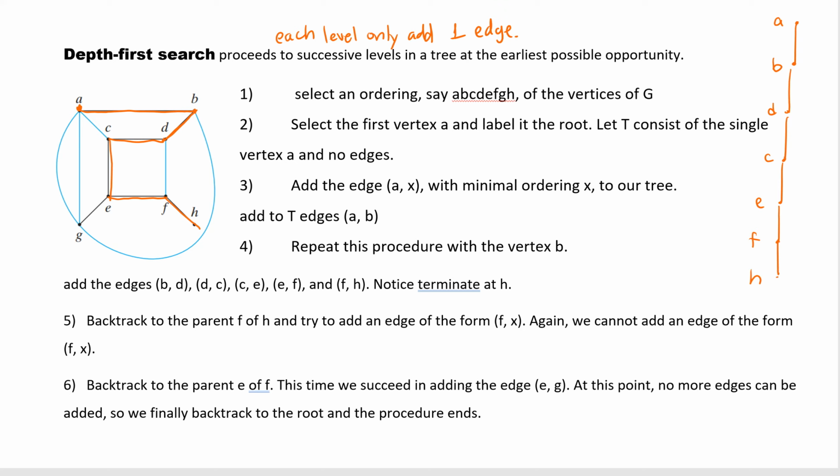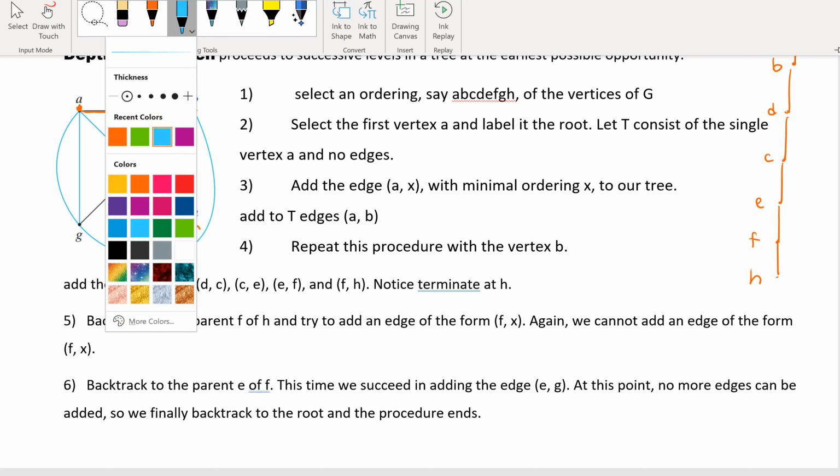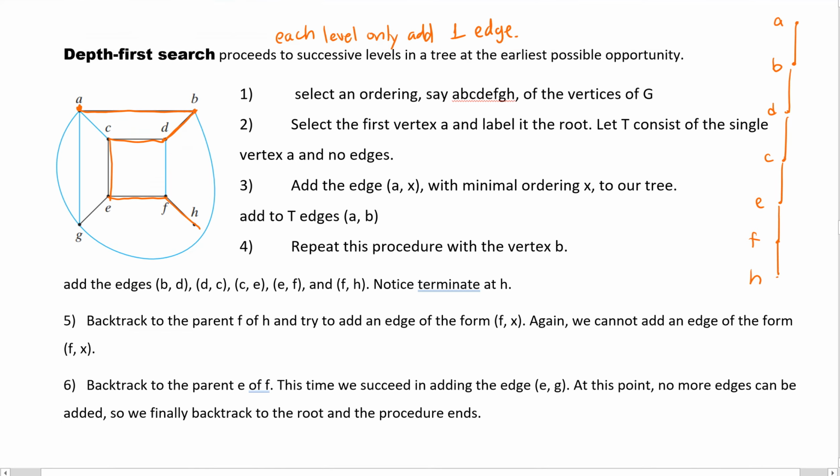Notice that when we get to H, it terminates. But we still have the G that we haven't added to the tree. So what do we do next? We backtrack to the parent of F and try to add an edge of the form FX. Here you can see F is not connected to G, so we cannot add an edge of the form FX. Then we backtrack to the parent E of F. This time we succeed in adding the edge EG. So let me change to a different color here. So EG is right here.